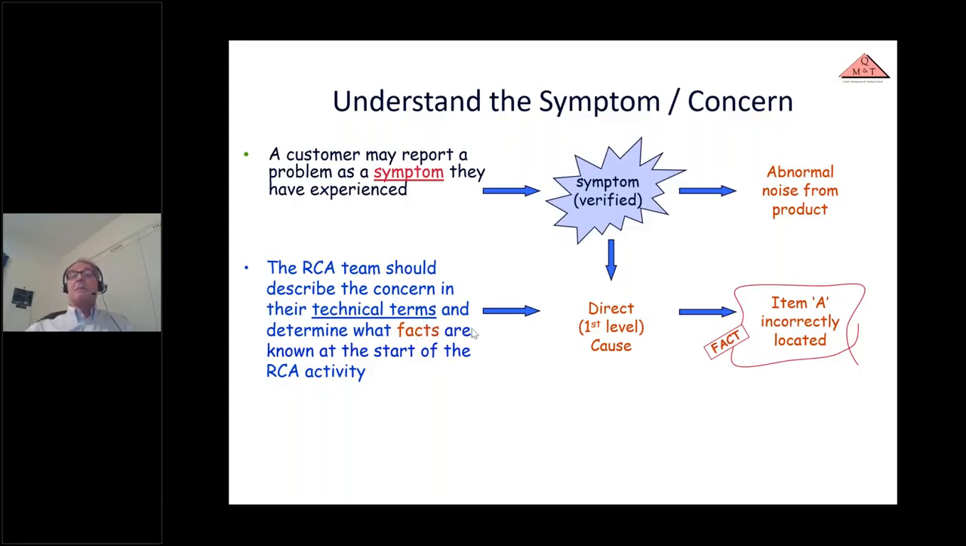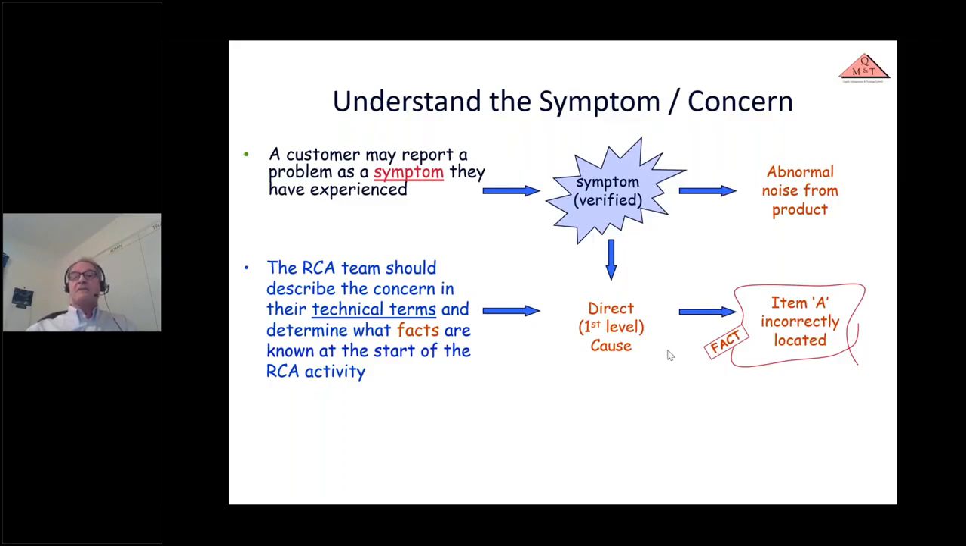But very often some facts are known, and in this example, the team have been able to identify the direct or first level cause, which is that an item is incorrectly located. Now that will be established as a fact. The team will have examined the product and they will know that that's a fact. So that's a good start.